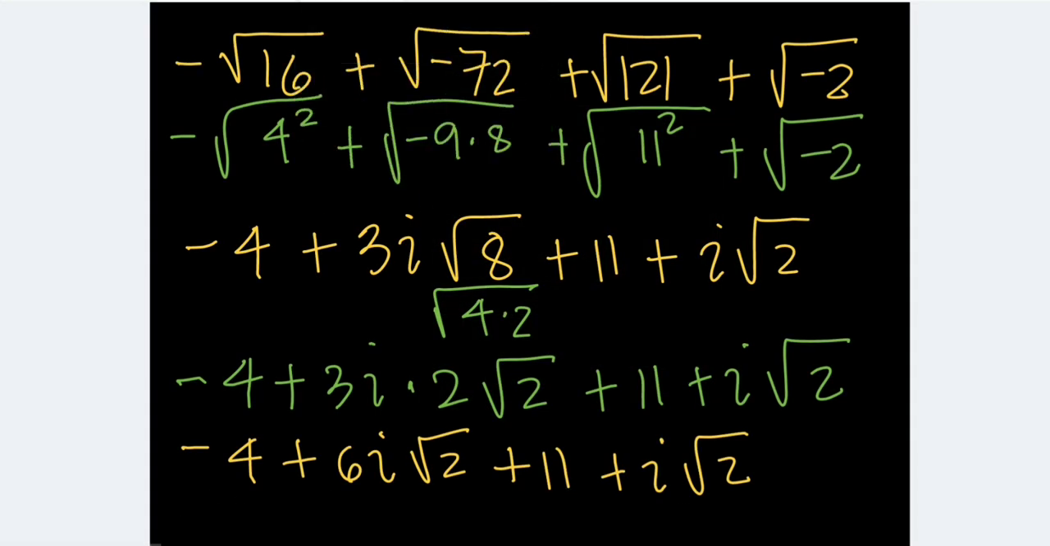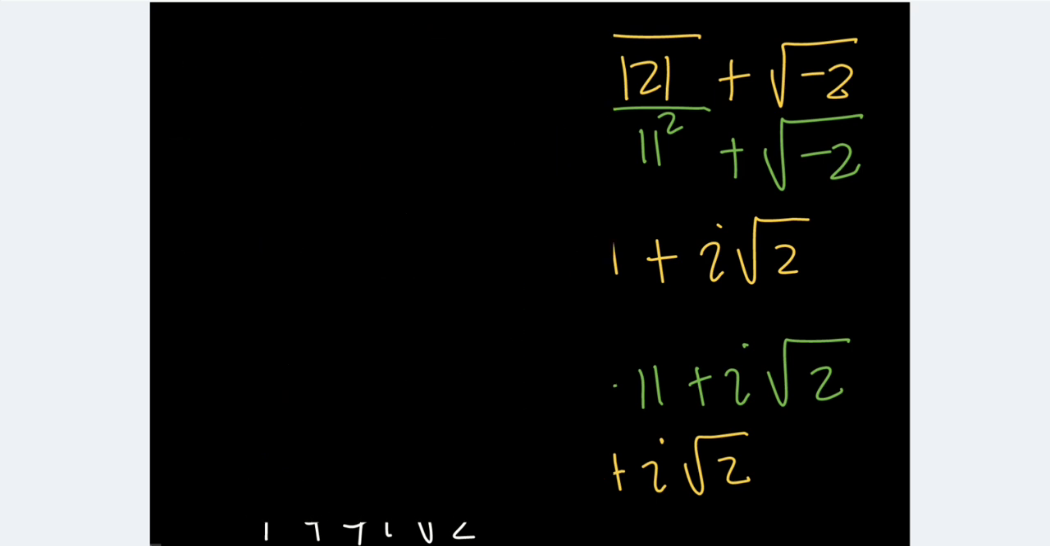Negative 4 and 11 go together, they're alike. So 11 minus 4 is 7, and then 6i plus i, so that is 7i square root of 2. So the answer is 7 plus 7i square root of 2. Did we get it correctly? I didn't review. Oh, we did. Oh my. All right. Okay.